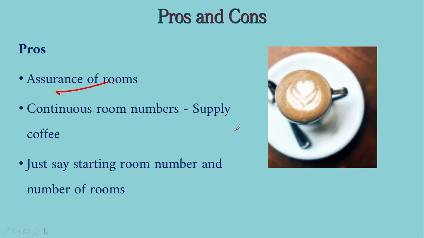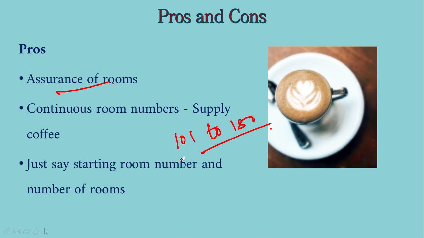So whenever you want to do something for your guests, for example, if you want to supply coffee for all your guests, you are going to ask the serviceman to provide coffee. Since they are residing in continuous rooms, you can just say the starting room number, that is 101. You can tell the bearer that from 101 up to 150 you provide 1 cup of coffee or 2 cups of coffee. Like that you can tell. It is very easy to access.